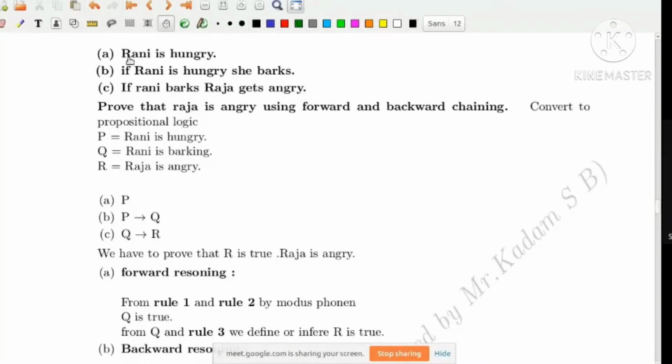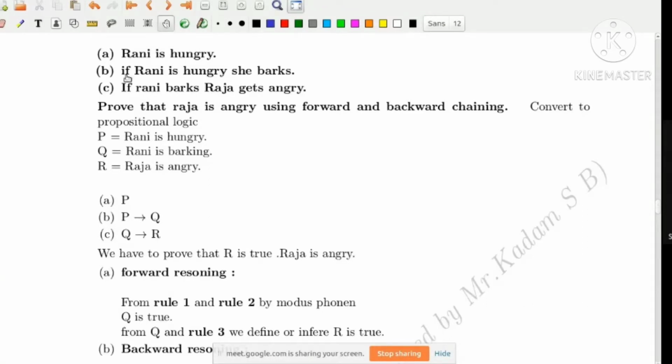Okay, so the first fact is given, that is Rani is hungry. Second fact, if Rani is hungry, she barks. And statement number 3, if Rani barks, Raja gets angry. Okay, so this is nothing but a description of two dogs. Rani is one of the dogs and Raja is one of the dogs. Okay, so statements are given.